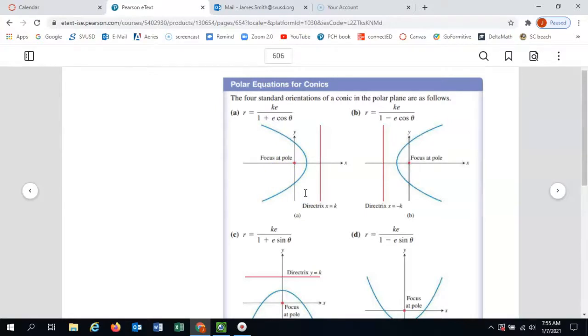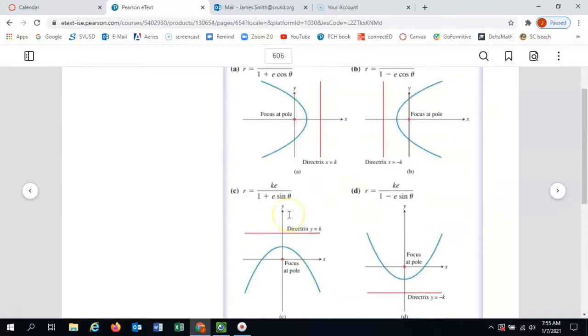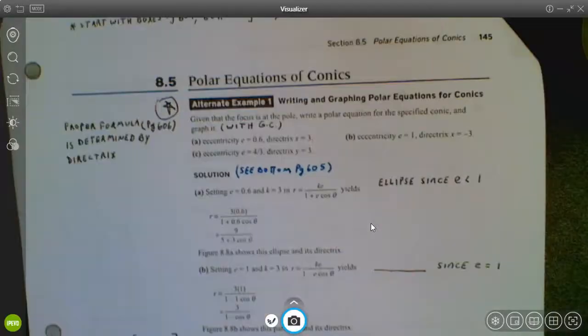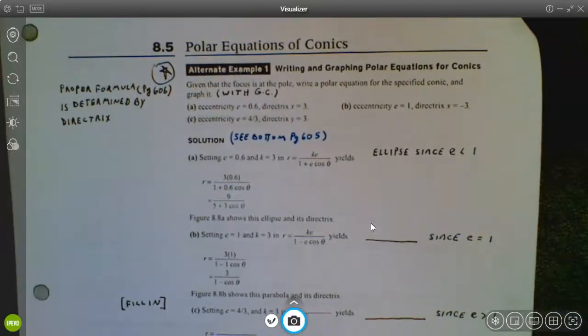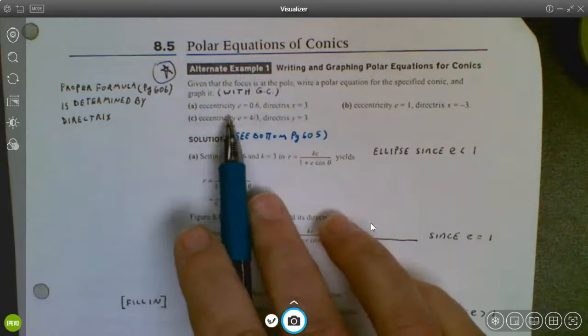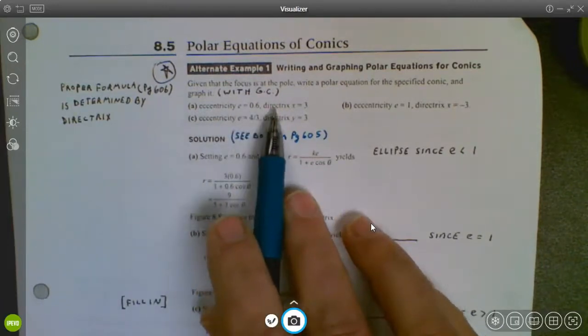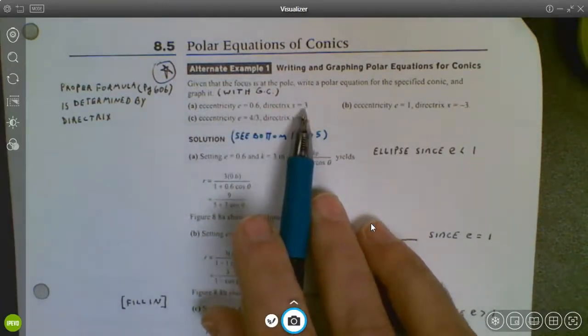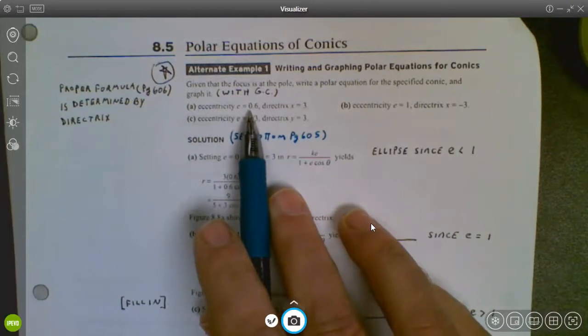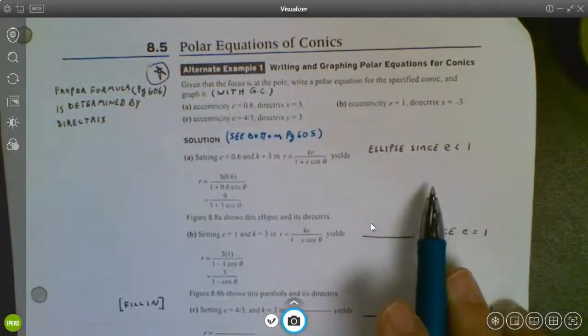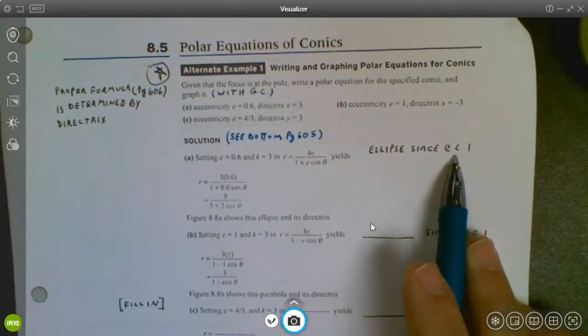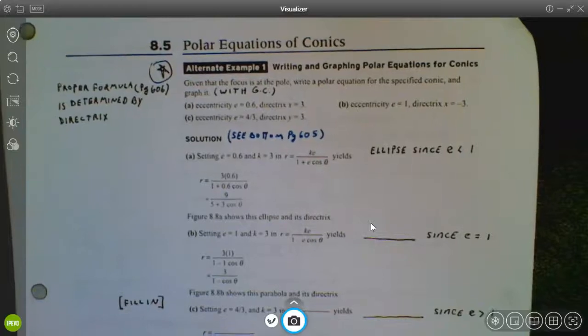All that being said, now let's go through some examples. I think hopefully that will help give you some good background on what's taking place within these problems right now. So here's the first one they gave us. They said the eccentricity is 0.6, directrix is x equals 3. Well, right off the bat, we know that this is going to be an ellipse because my eccentricity is less than 1. So that's what we just looked at on page 604. Right, so we know this is an ellipse, so we can identify that right off the bat.